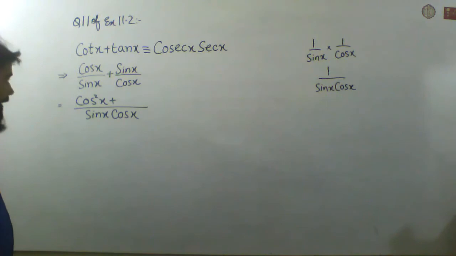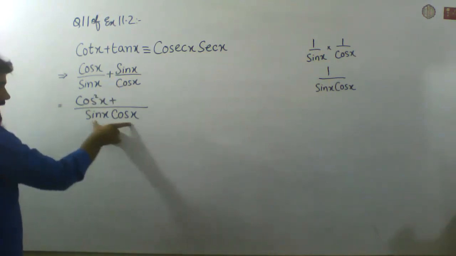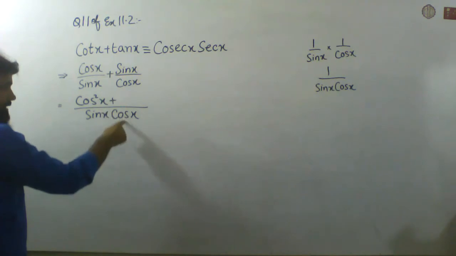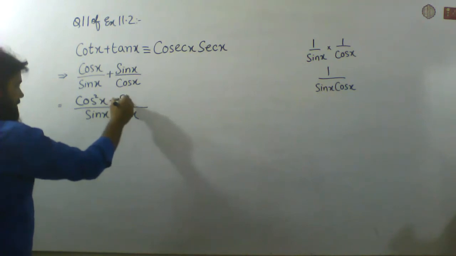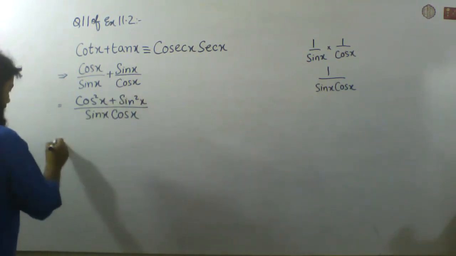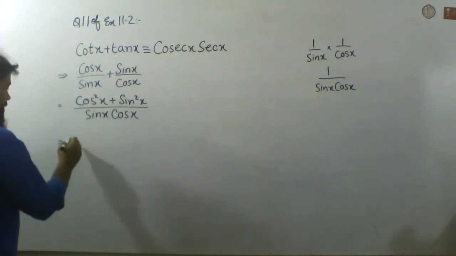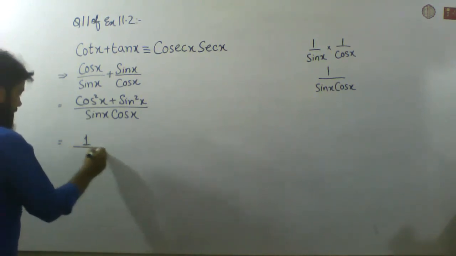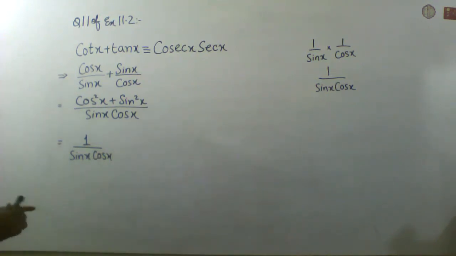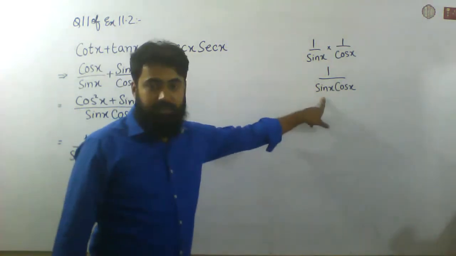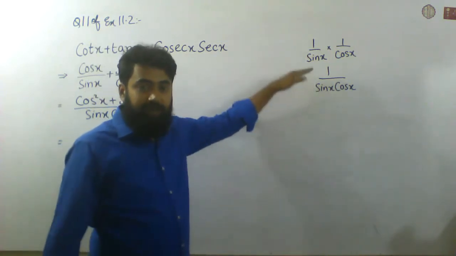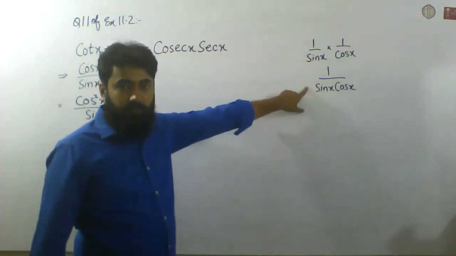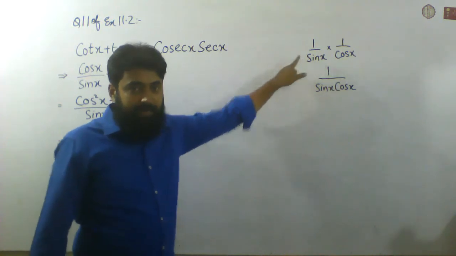Just a simple LCM I'm doing. Denominator divided by cos x, so cos x cancels. The leftover sin x is multiplied by the numerator sin x, giving sin square x. Sin square x plus cos square x is 1, over sin x cos x. Now see, I have got the same step as before. So once I have got this step, I can write it in this form.